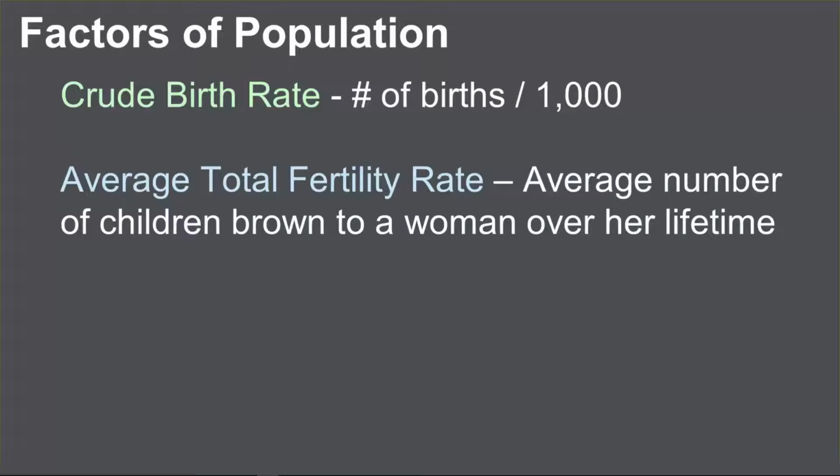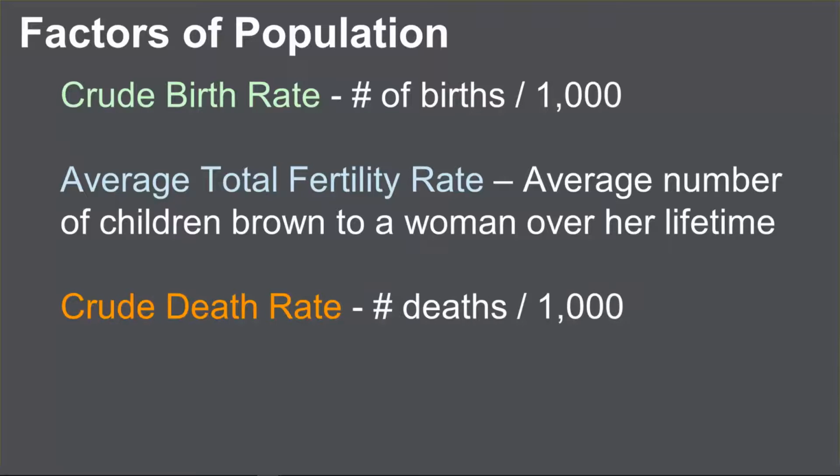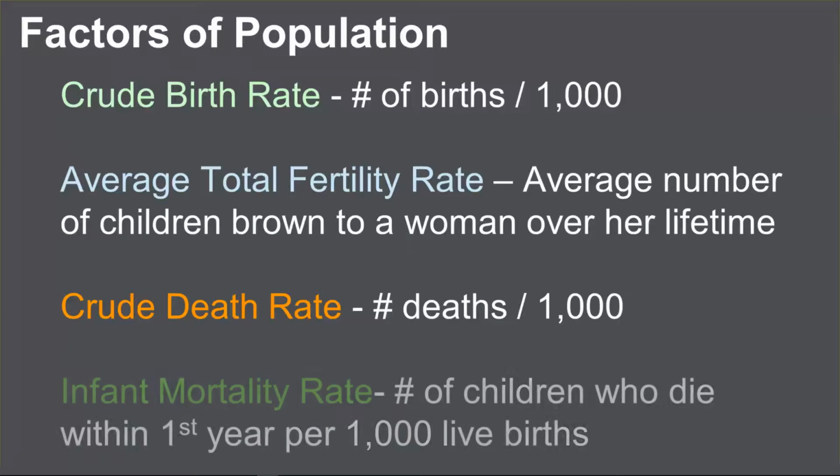The next one is the average total fertility rate. It's simply the average number of children born to a woman over her lifetime. Apologies for the typo there. From there, you also get the crude death rate. The crude death rate, much like the crude birth rate, is the number of deaths per 1,000 in the population. This helps you to determine how quickly people are dying off and if there is a difference from country to country or population to population.